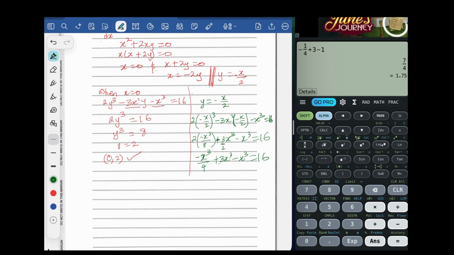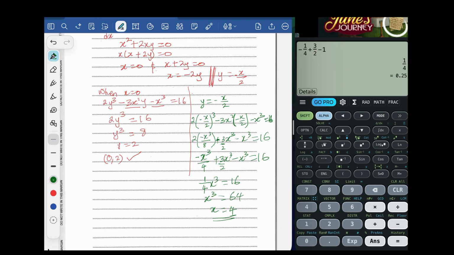3 by 2, 3 by 2. So I just check my 3 by 2. So 1 by 4 x cubed is equal to 16. So 1 by 4 x cubed, so this x cubed is equal to 64, so x is 4.